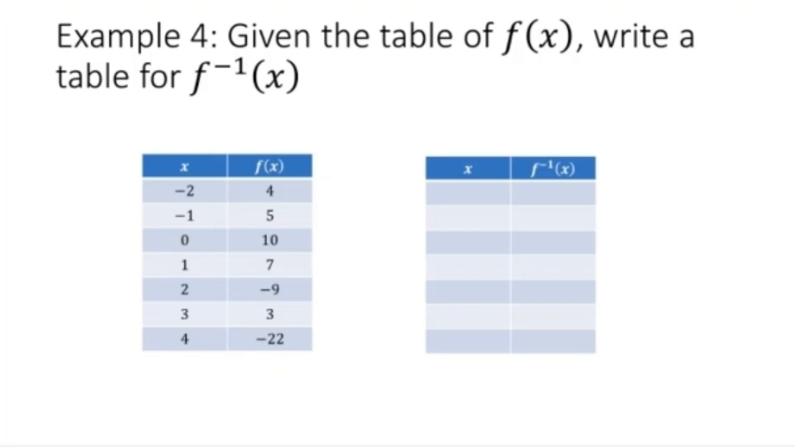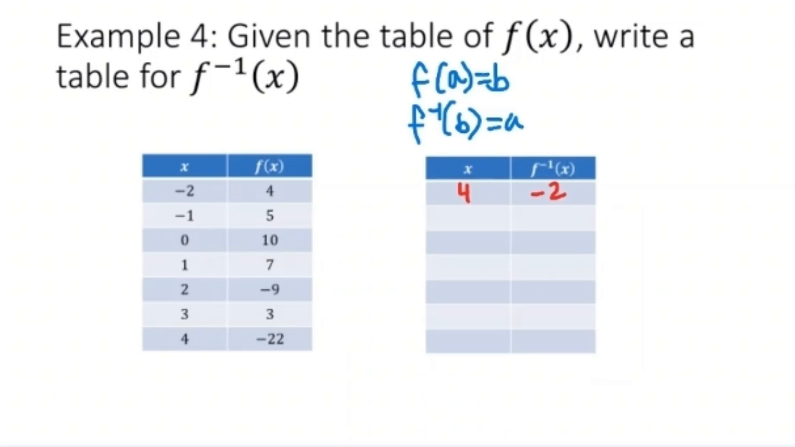We're going to use the same idea to fill out this table that we used to create our graph in the last example. That is, if f of a equals b, then f inverse of b equals a. Since we have the row (-2, 4), meaning when x equals -2, f would equal 4, that tells us when x equals 4, f inverse equals -2. We're just switching our x and f of x values in order to obtain x and f inverse values.